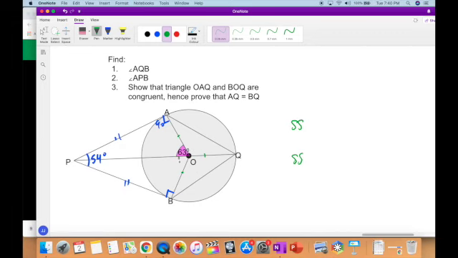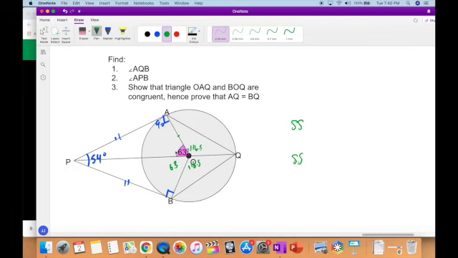And if this here is 63, then this here will be 360 minus 127, which is 233. 233 divided by 2 is 116.5, and they do look a little bit alike. So this is 116.5 and this is 116.5.